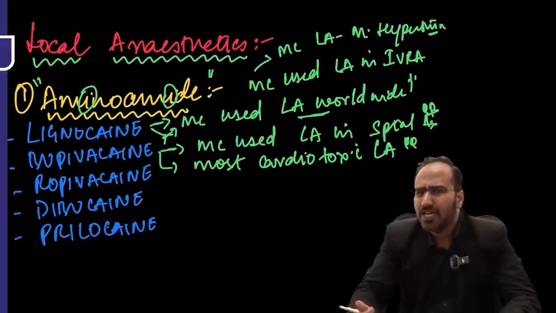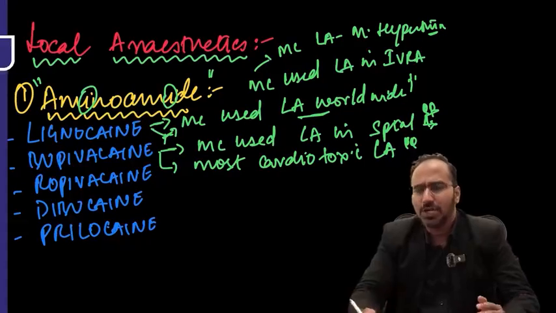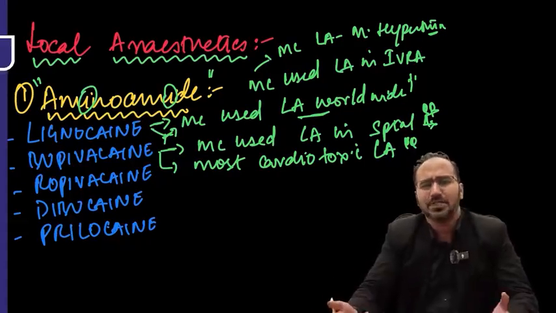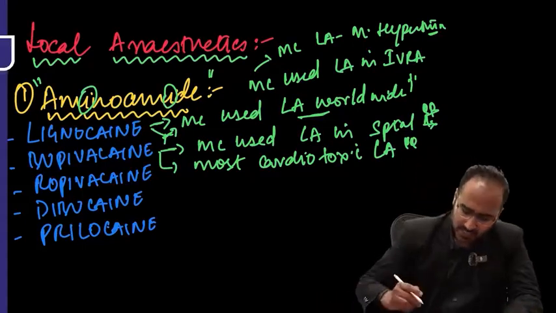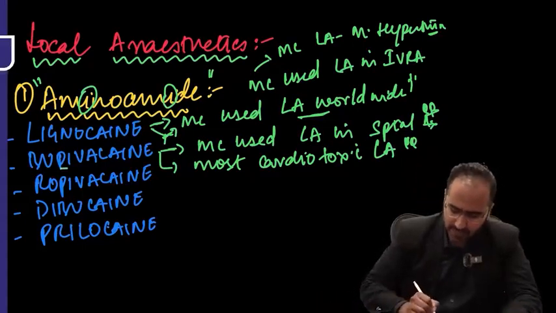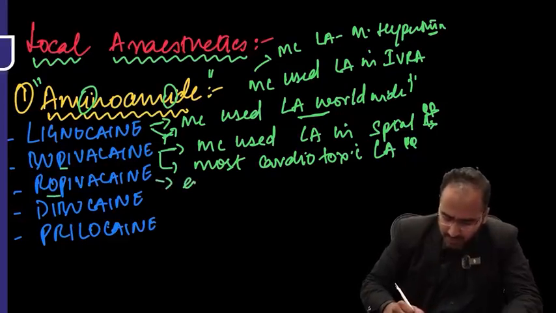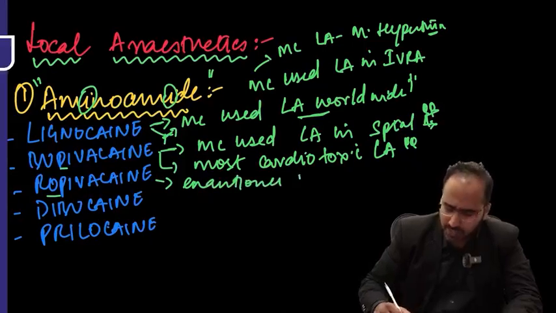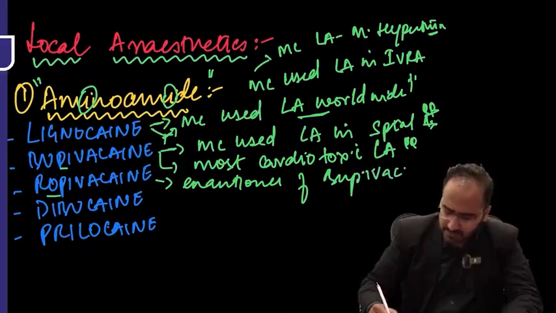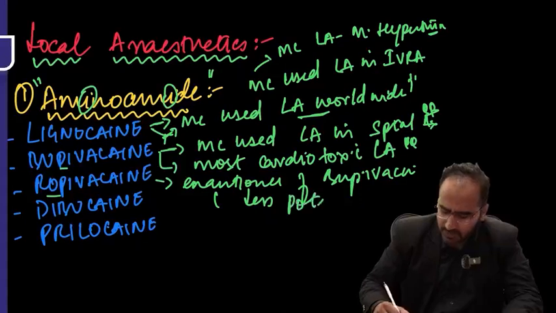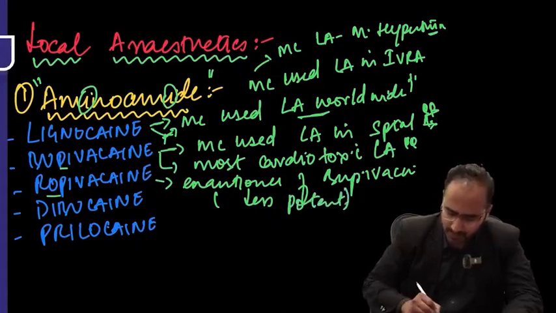Again, if bupivacaine toxicity happens, what do we need to do? Intubate, ventilate, and give intralipid solution. If cardiac arrest happens, you can give adrenaline. So that's regarding bupivacaine. Ropivacaine is an enantiomer of bupivacaine, but it is less potent than bupivacaine.